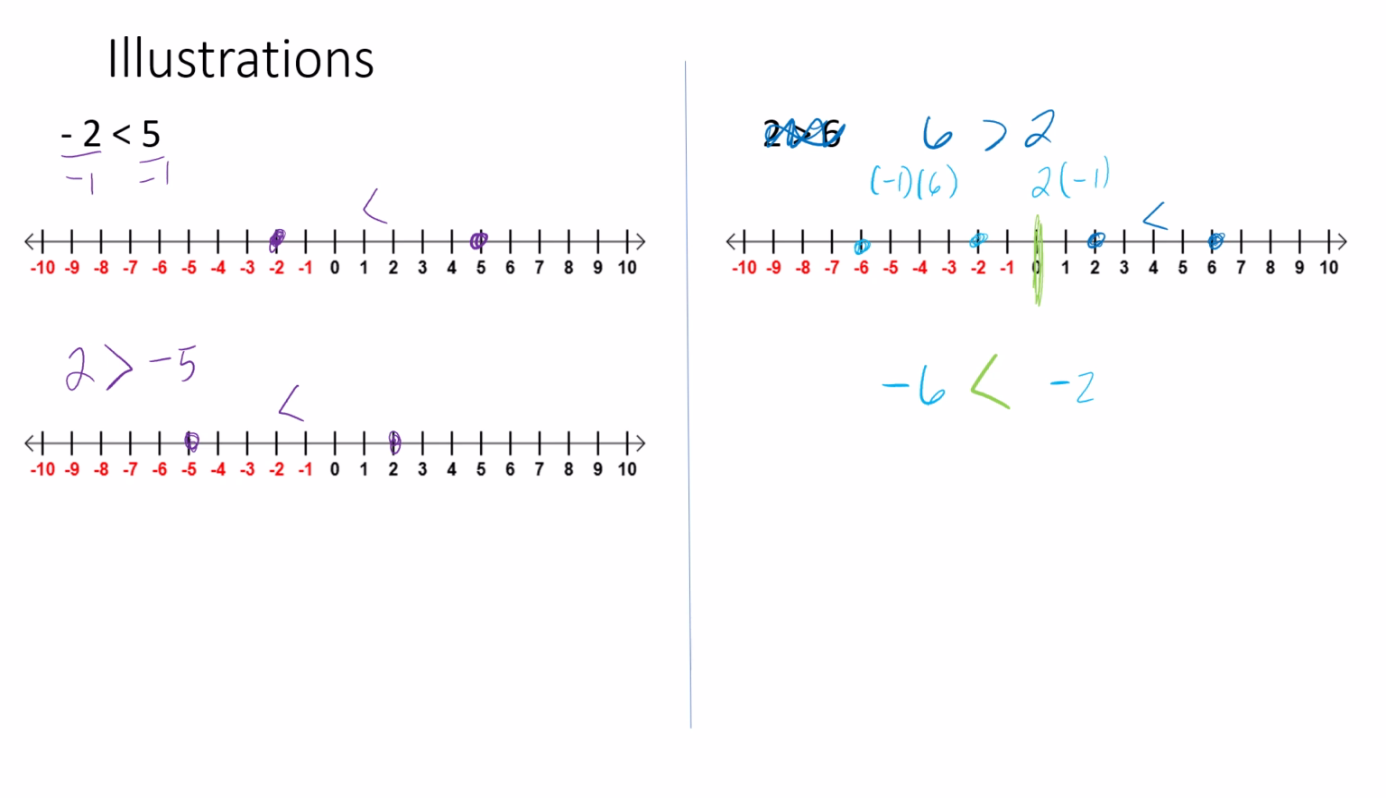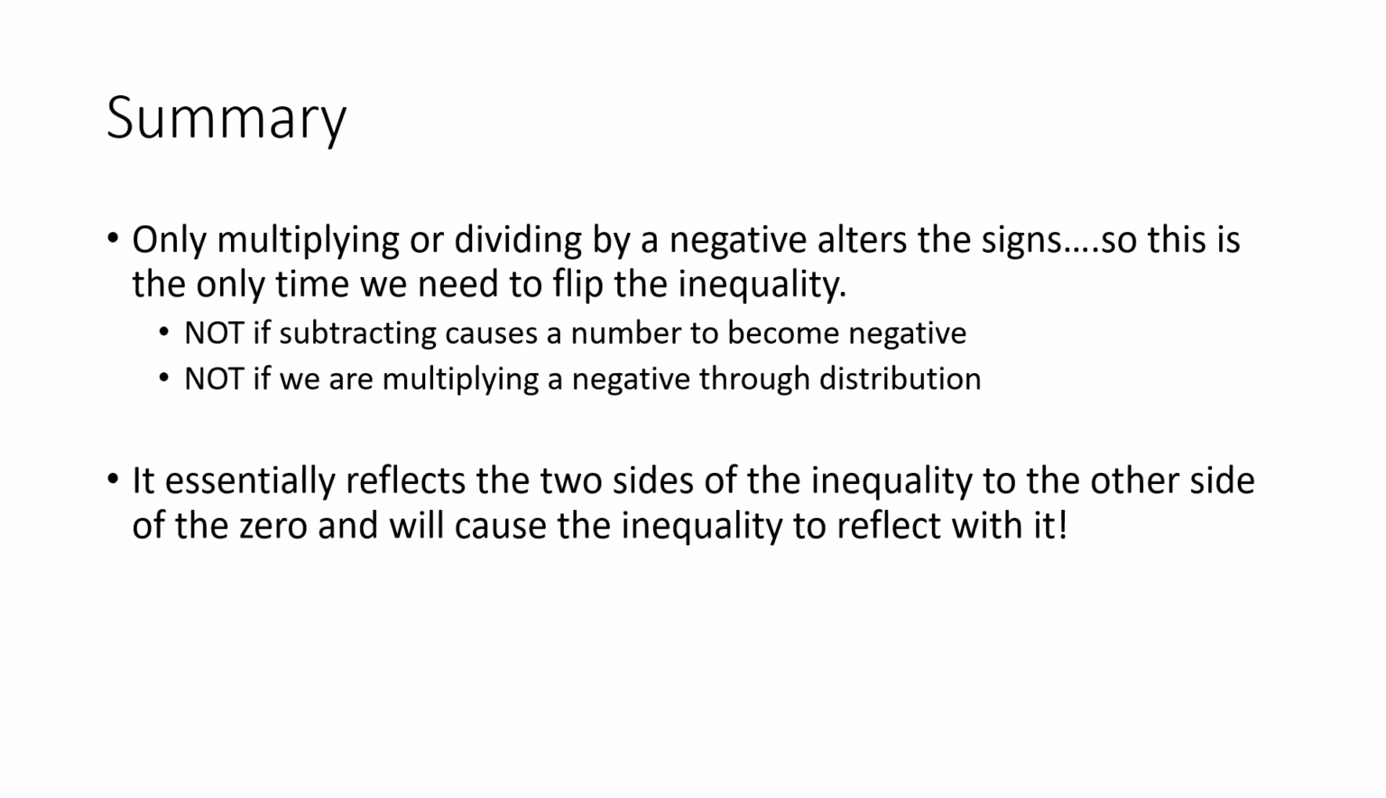So I wanted you to be able to see that multiplying and dividing by a negative 1 is causing a reflection over the number line, as opposed to multiplying by a positive, which does not cause that reflection. Dividing by a positive does not cause the reflection. And adding and subtracting will cause you to slide back and forth along the number line. But only multiplying and dividing by a negative causes reflection to happen. And it also means that your inequality must reflect. So in summary, only multiplying or dividing by a negative alters the signs. So this is the only time we need to flip the inequality.